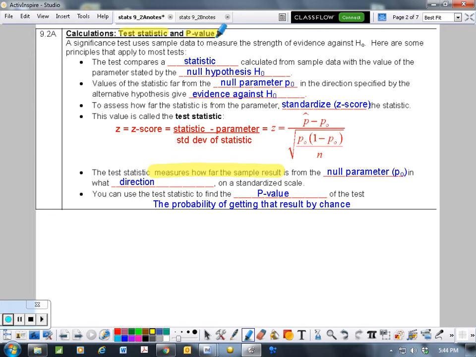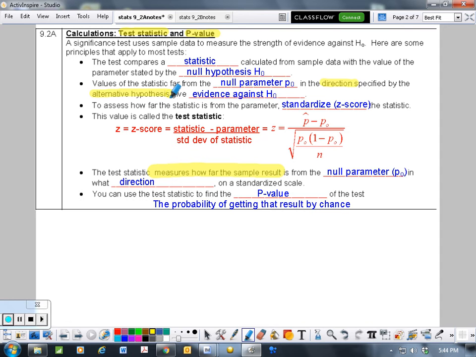A significance test uses our sample data to measure the strength of the evidence against H0. Here are some principles that apply to most tests. The test compares the statistic calculated from the sample with the value of the parameter stated in the null hypothesis. So we're going to see how far away that is from the value in our null hypothesis. And we're going to check the direction specified by our alternative hypothesis for evidence against our null hypothesis.